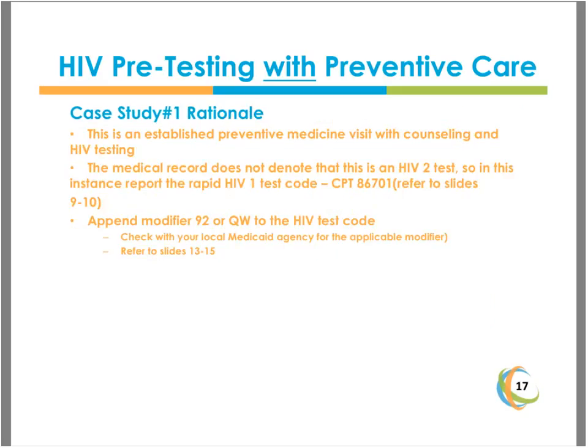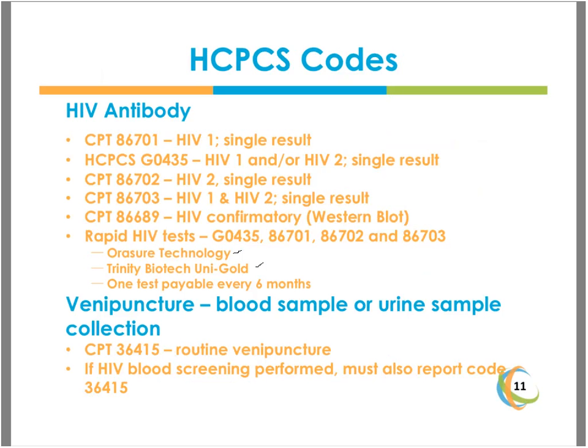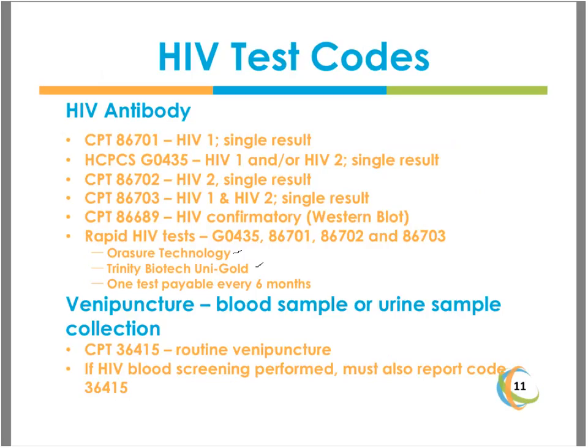So here's the rationale for this HIV pre-test with preventive care. This is an established patient that presented for an HIV test. The CPT code 86701 was reported based on specific coding guidance from the local Medicaid agency. But let's go back to slide number 9. Slide 11, where you'll see the HIV single result 86701.